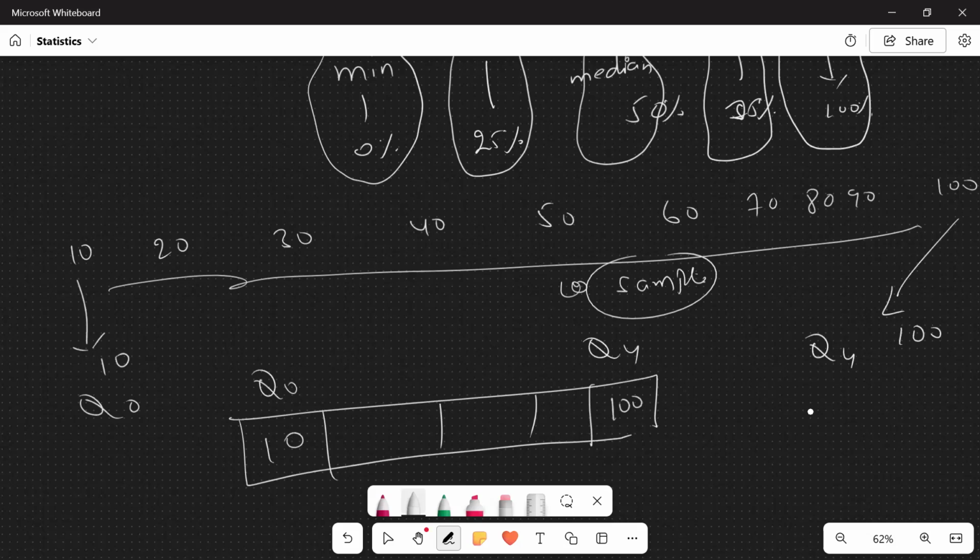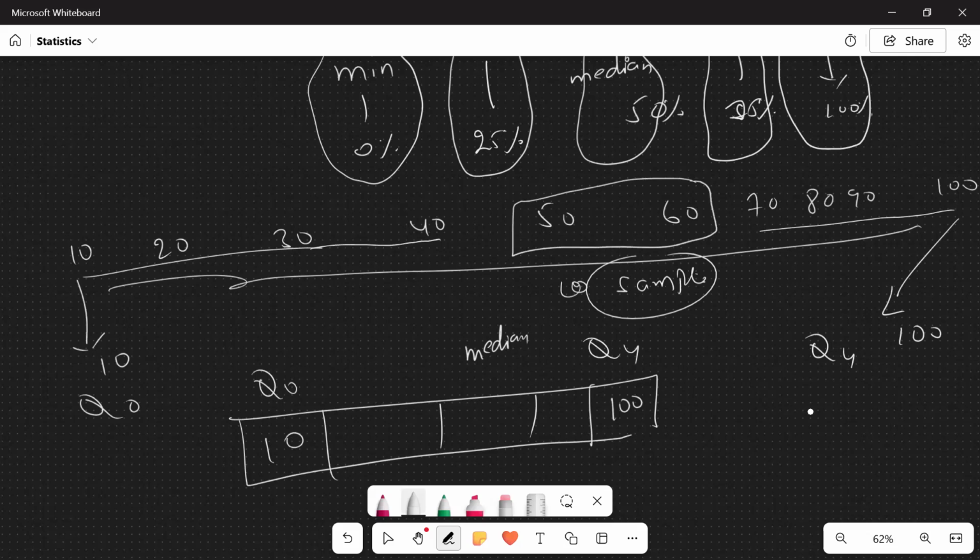And this is your middle value, the median value. Tell me what is the median value? Median means the average of the middle two terms if there is an even number of elements. So 50 and 60, what is the middle value? 50 plus 60 divided by 2, it's 55. Okay. And this is Q1 and this is Q3.